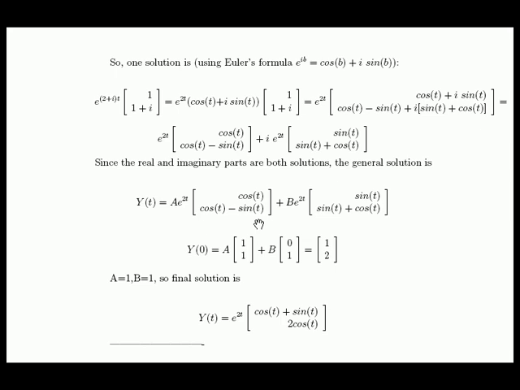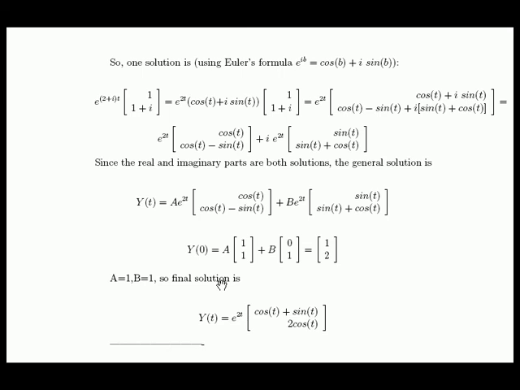So we can simplify a little by adding those two together, and we'll get e to the 2t times (cosine plus sine). And down here we have cosine minus sine plus cosine. The sines cancel and we get 2 cosine. So there's finally the final solution.